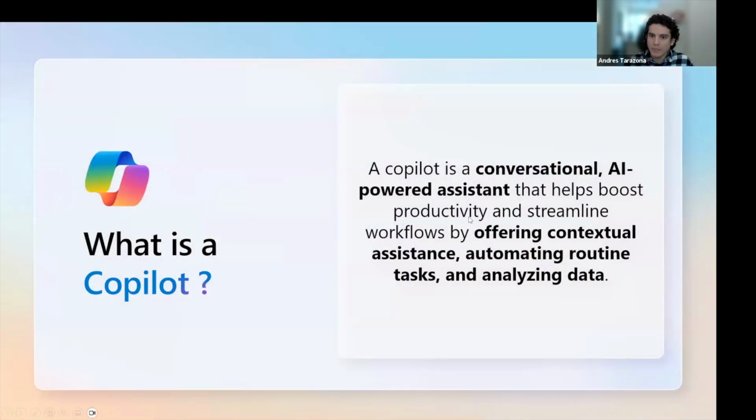A Copilot is a conversational AI-powered assistant, and it offers contextual assistance for automating routine tasks and analyzing data. Why are these keywords highlighted? Contextual assistance means that it's grounded on some information. Microsoft offers integration with the whole M365 suite that includes Word documents, Excel documents, your documents on SharePoint, and any other Microsoft system that is available for users. And it's capable of automating those processes.